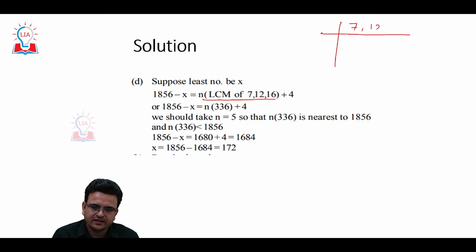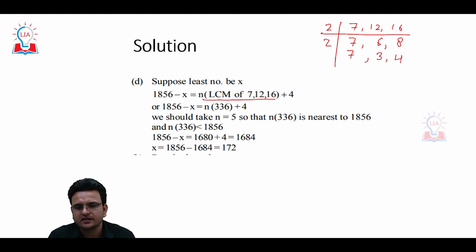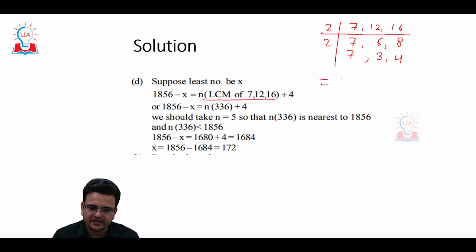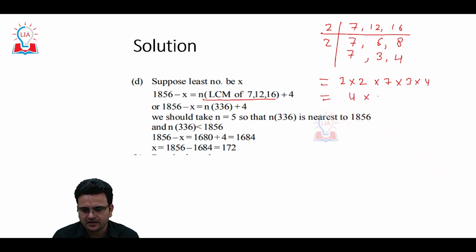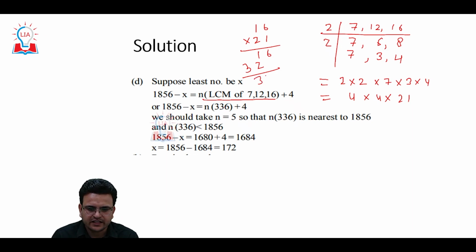Seven, 12, 16. Here 2 sixes are 12, 2 eights, again 2, 3, 4. So the answer will be 2 into 2 into 7 into 3 into 4. So it will be 2 to the 4, that is 16, and 21. So 16 into 21, then we have 16, and then 2 sixes are 12, and 2 ones are 2, 3. So we have somehow 3, 3, 6.